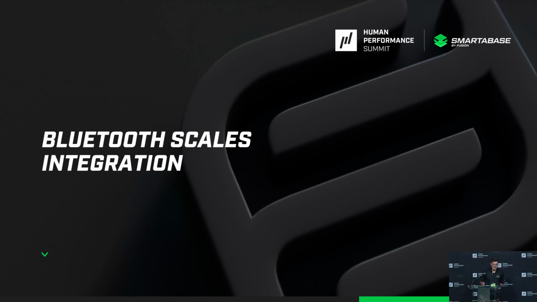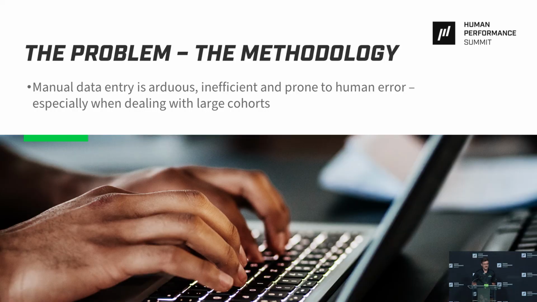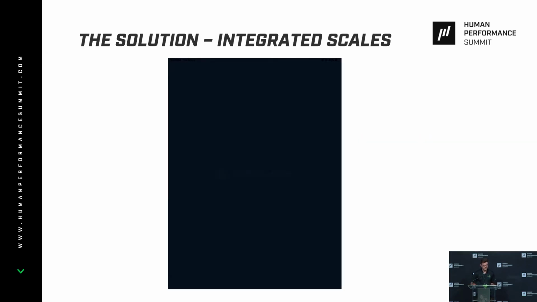So what I'm going to talk about today is the Bluetooth scales integration. We've actually got it out in the lobby if anyone wants to check it out afterwards. So really basic problem. Manual data entry, as we know, it's arduous, it's inefficient, prone to human error. Obviously, we're in the age of digitization. We should be recording things digitally and getting away from pen and paper.